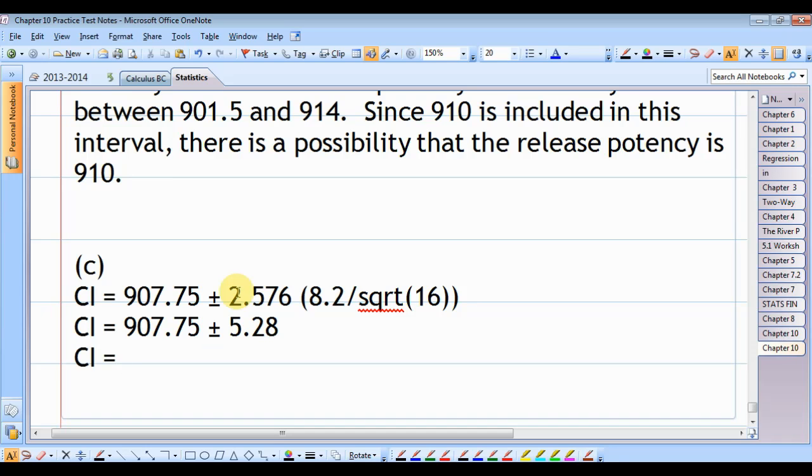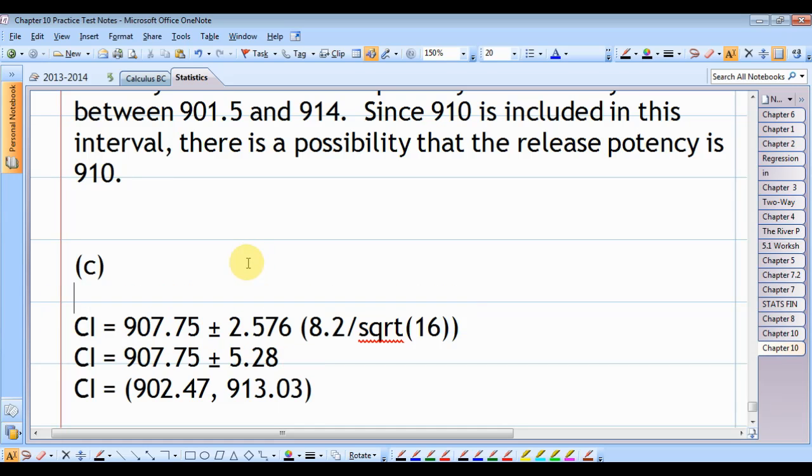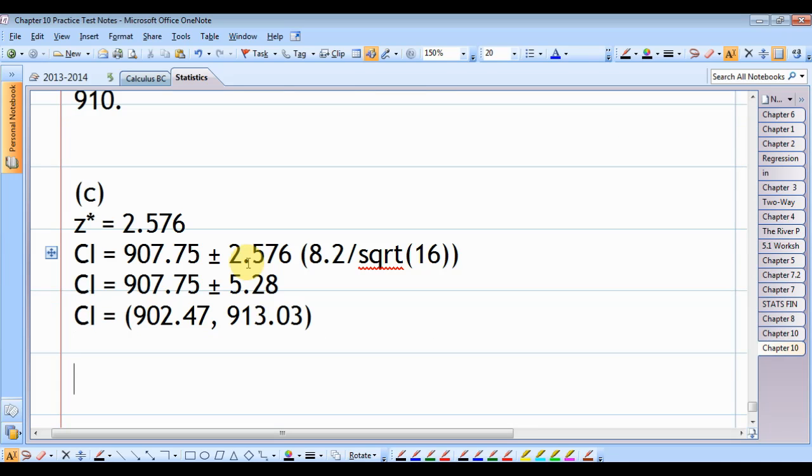Confidence interval is 902.47 to 913.03. Yeah, Alex. It's 2.576 because it's a Z interval. Yes. So maybe I should write that down. Z star is equal to 2.576. Good question.